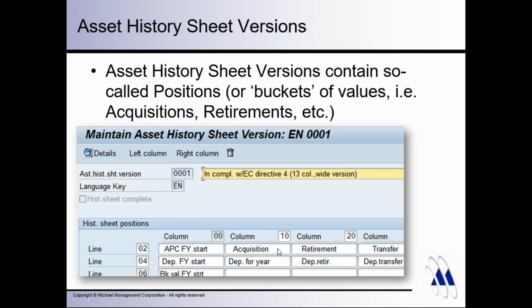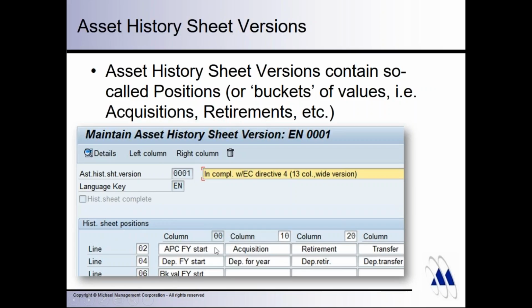And SAP calls these cells here positions, asset history sheet positions. Think of them as a bucket of values. So the acquisition position is just a collection of all the acquisition transactions that we posted in the system. Same with the retirements, all of the retirement transactions we posted in the system. Now you can double click each one of these positions to configure what goes into that bucket.